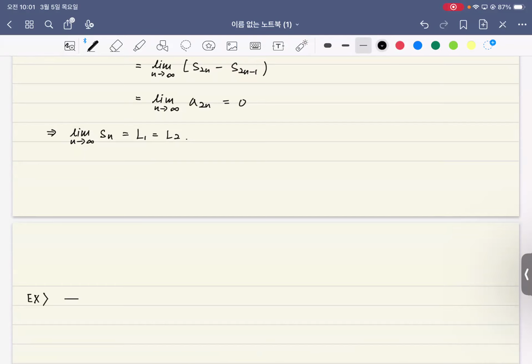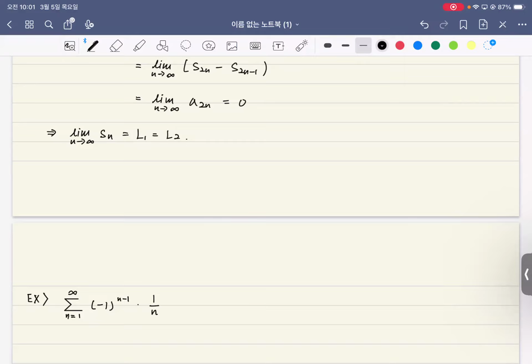This is one of my favorite examples in this entire semester, and it goes like this. Is it an alternating series? Yeah, this is an alternating series, right? Because the first one is positive and the next one is negative, and the other one is positive and the other one is negative, right? The sign changes on and on. So this is an alternating series.